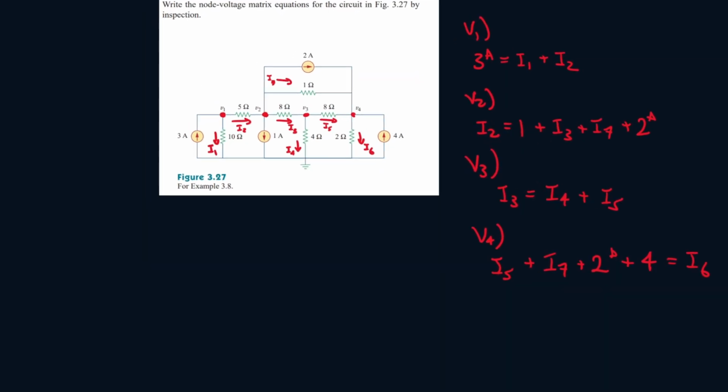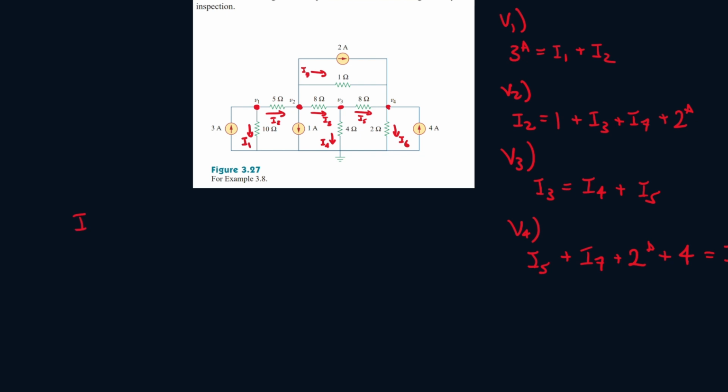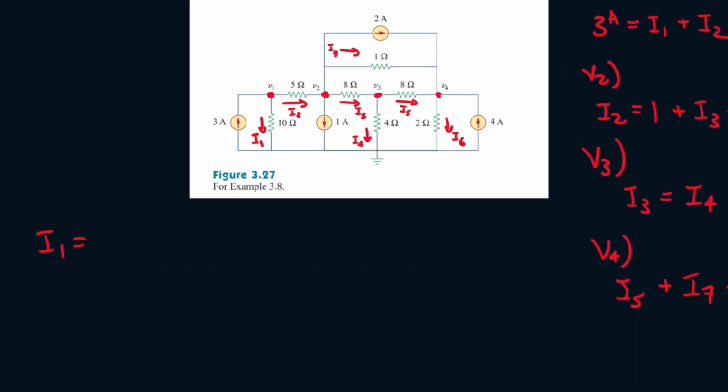Now let's try and get rid of all the I's we have by finding the equations for them. So let's find the equation for I1. So we see I1 goes from a high potential, V1, to a low potential, which is the ground node, 0 volts, because this whole thing is the ground node. So it'll be V1 minus 0 all over 10 ohms. Okay? Or just V1 over 10. I2, it'll be V1, high potential, to V2, the low potential, all over 5.